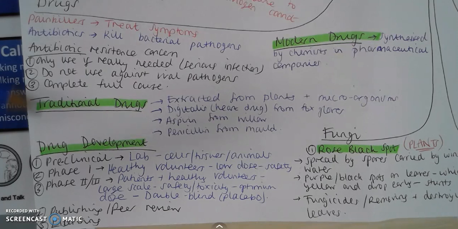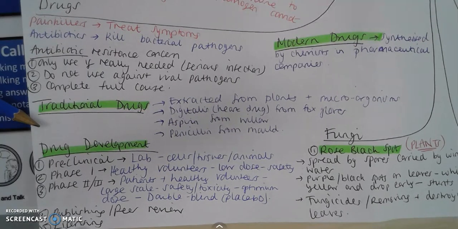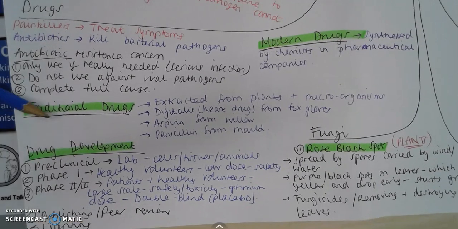Traditionally, drugs were extracted from plants and microorganisms. So, for example, digitalis is a heart drug that came from foxgloves, the plant. Aspirin used to come from willow trees. Penicillin from mold. So that's how we first started creating drugs that we'd use to treat things.